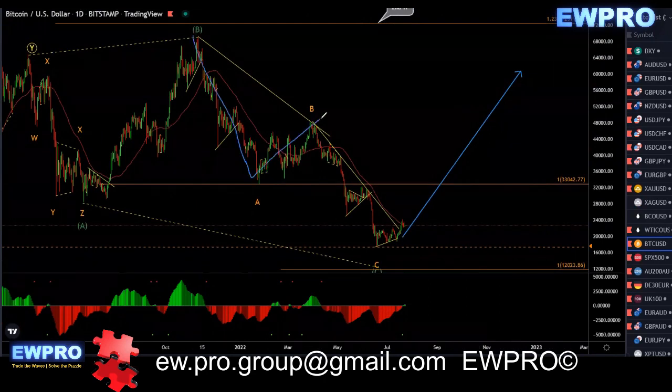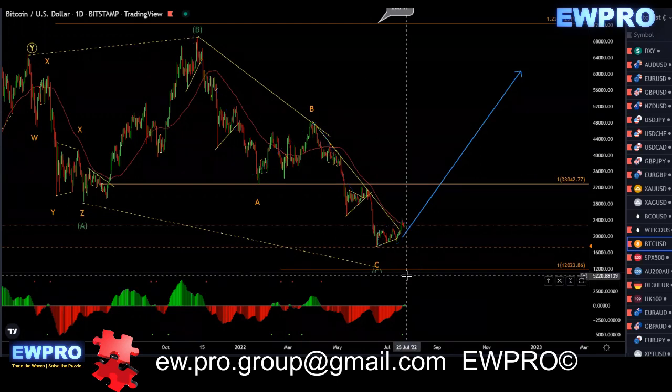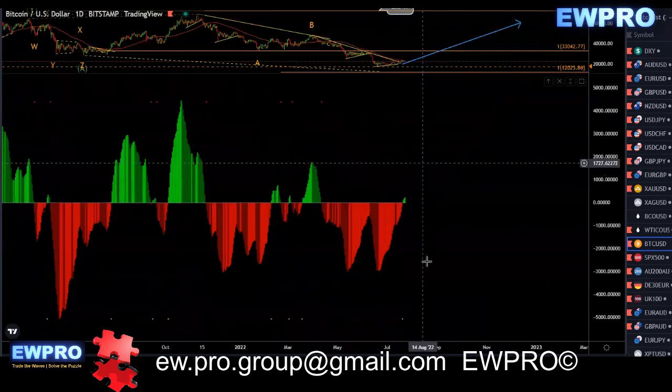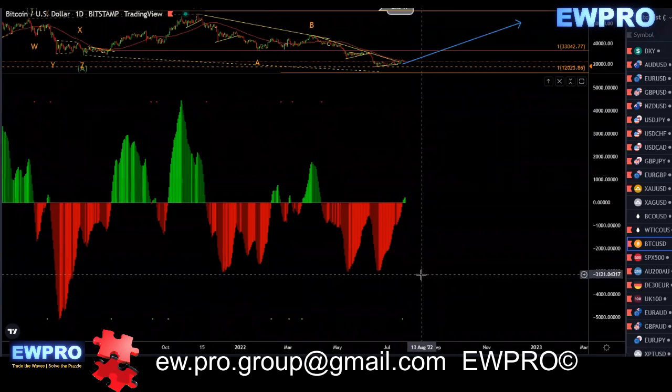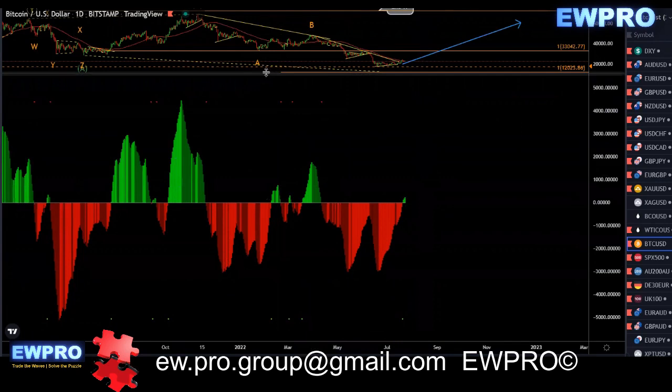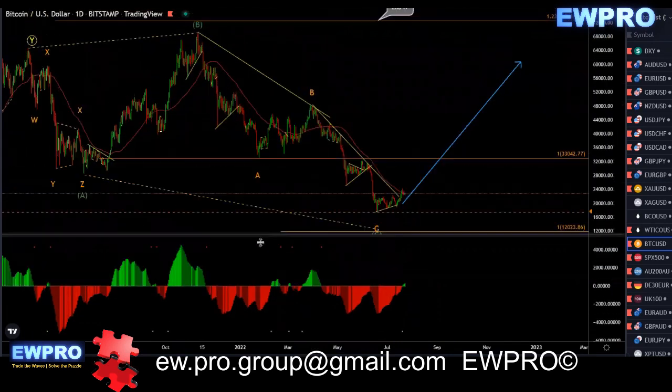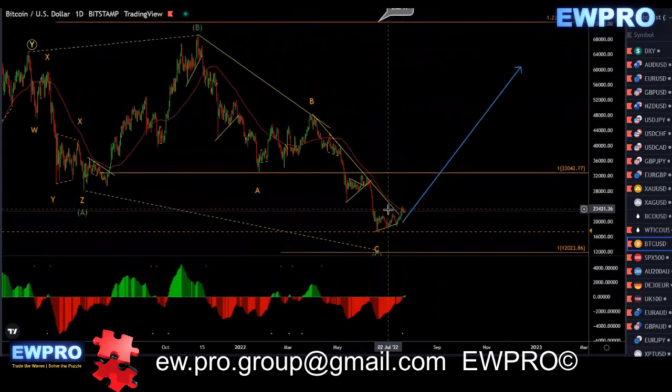So we got that A, B, C in here. It hasn't quite got down to that 100 fib. This is still looking rather bearish in here. Do we have bullish divergence? I remember looking at it. It's so close. I would call it that we are getting bullish divergence, but this is still looking bearish.